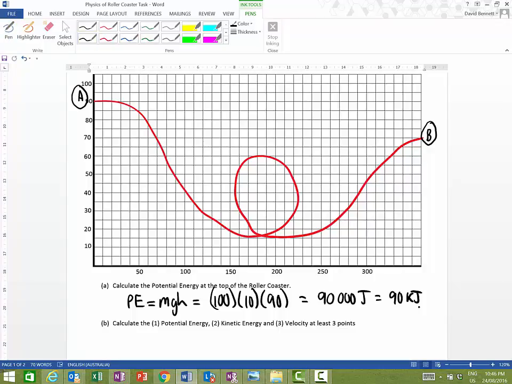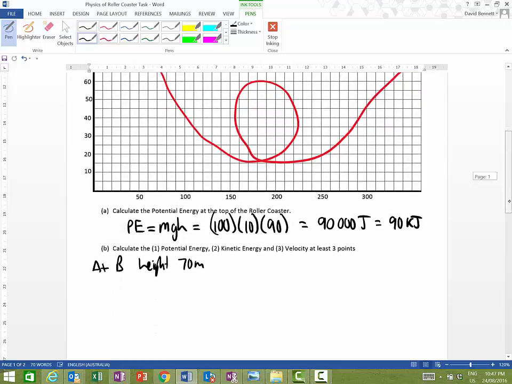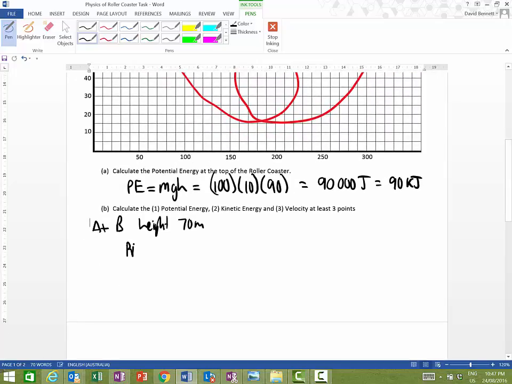Now what's going to happen is at point B, that's going to be converted to kinetic energy and also potential energy. Now the height at B is in fact 70 meters. That's really important because there are several ways you can do this. You could simply work out the potential energy at B. That would be again mgh, which would be 100 times 10 times 70. So that is equal to 70,000 joules, which would be equal to 70 kilojoules.